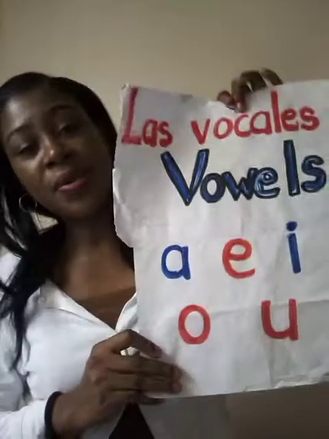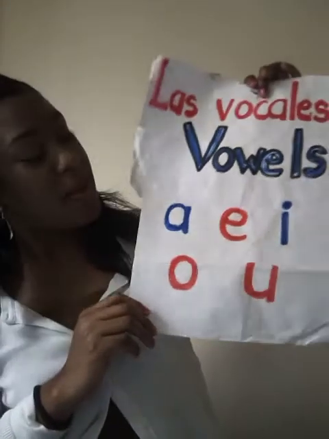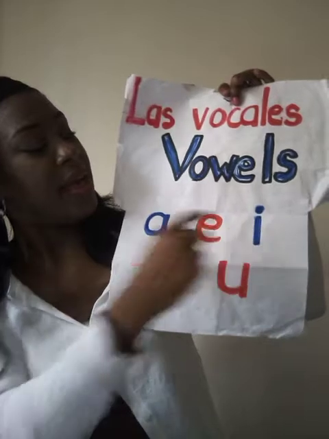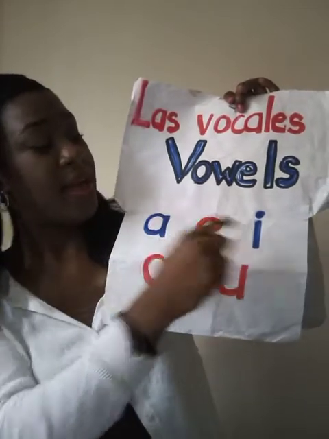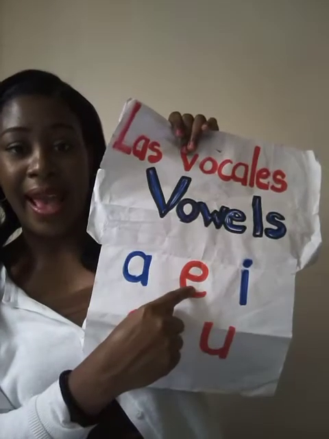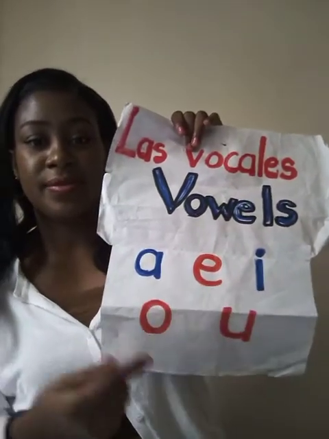Now, we sang a song, we know a song, and it goes like this. Each Spanish vowel has one sound, and this is how it goes. A, E, I, O, U, A, E, I, O, U, A, E, I, O, U, and this is how it goes.